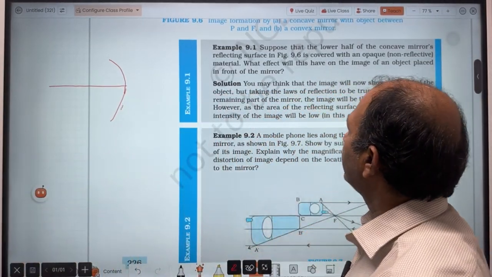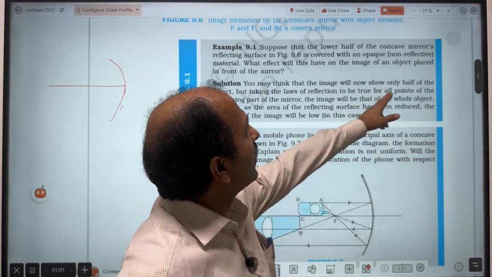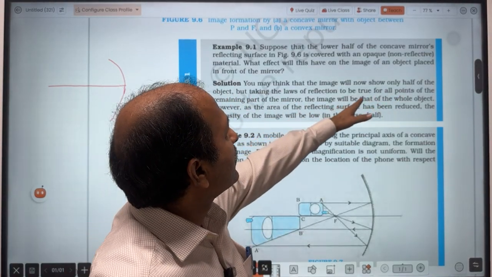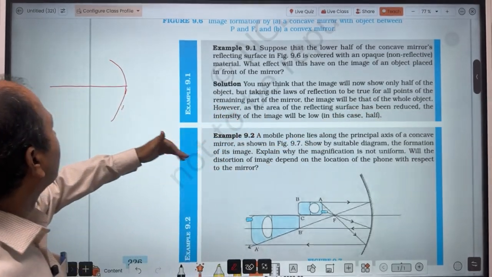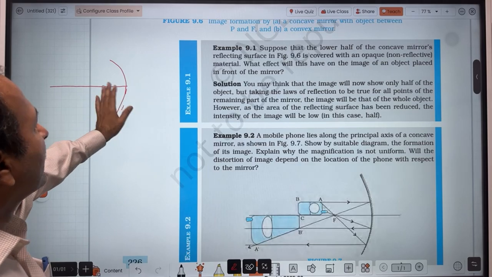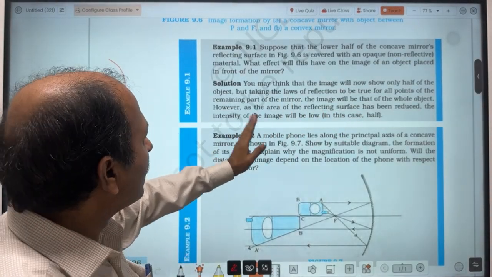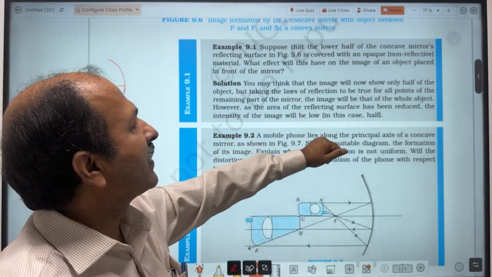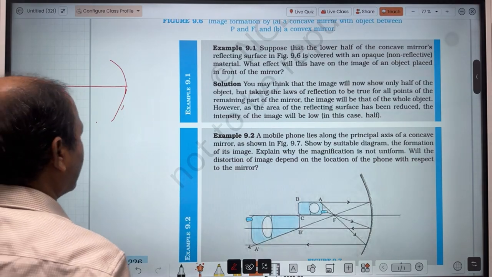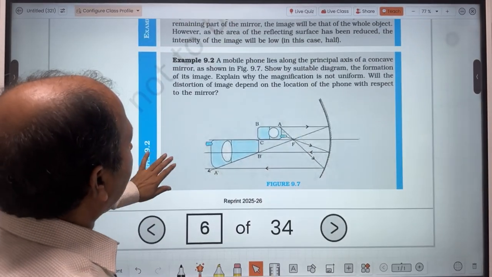So what will happen? The intensity of light will be reduced, number one. You may think that the image will now show only half of the object. This will never happen. Taking the laws of reflection to be true for all points of the remaining part of the mirror, here also there will be reflection, so the image will be formed. It's not necessary that if this portion is covered, then the image will not be formed. The image will be that of the whole object, right? However, as the area of the reflecting surface has been reduced, the intensity of the image will also be reduced, right? So this is an important point.